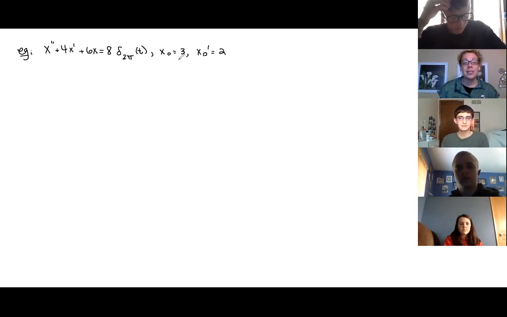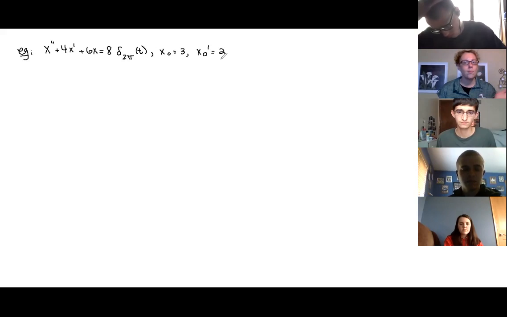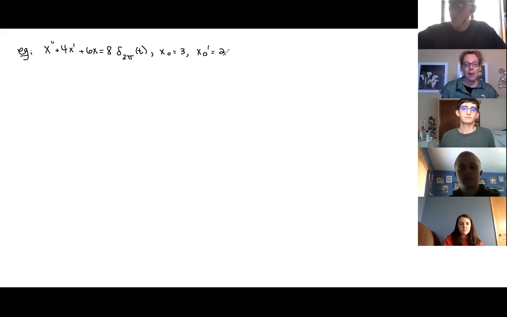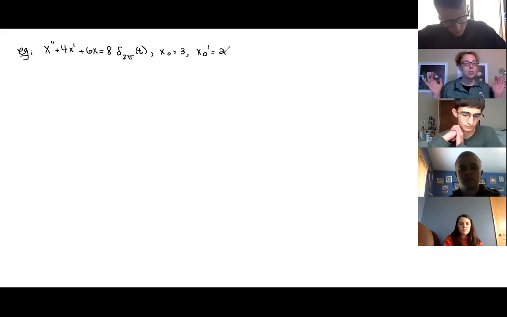My initial position is stretched 3, and it's stretched instead of compressed because it's positive. My initial velocity is 2, whatever units per time, to the right, because it's positive. So that's your physical interpretation of what is going on here, just a quick reminder from chapter 2.